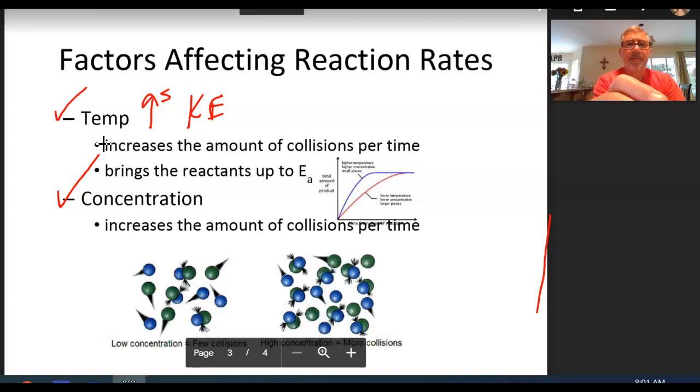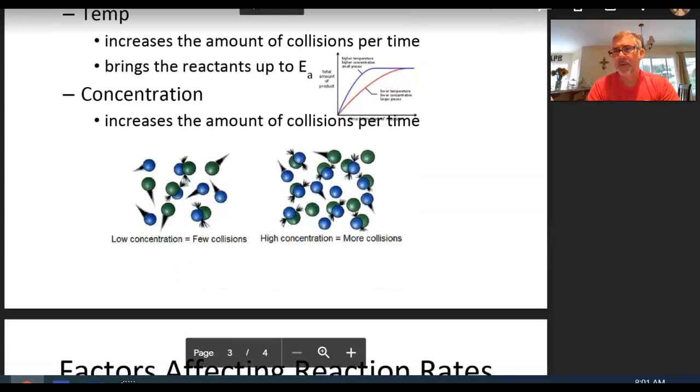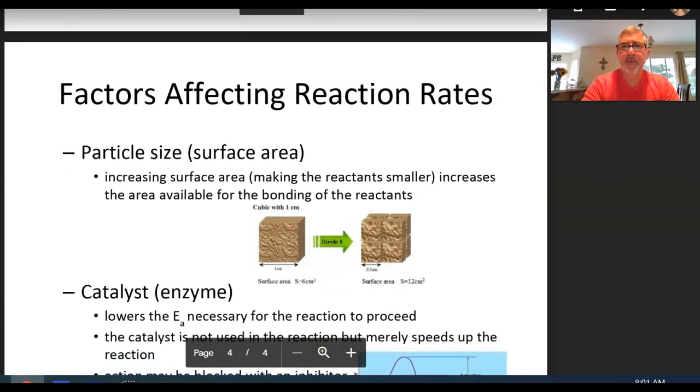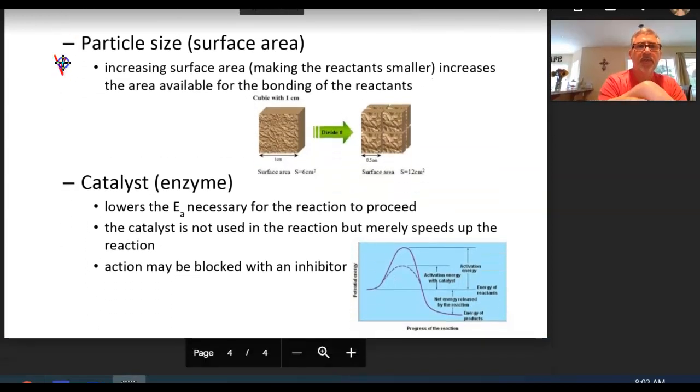If you look at the little picture right there, if I have more reactants, there's more things bouncing off, and one or more of them will have the proper orientation, which will lower the energy requirement. There's particle size, which is surface area. Increasing surface area, or making things smaller, increases the area available.